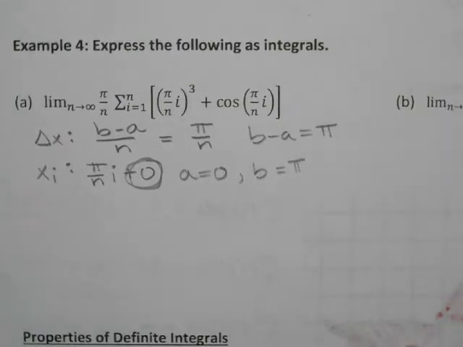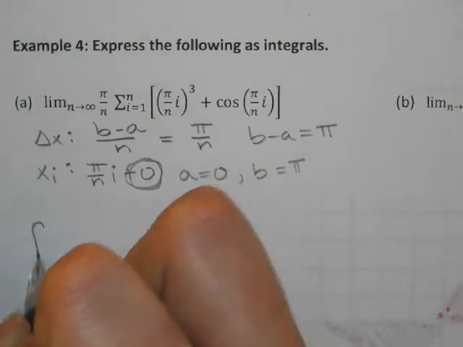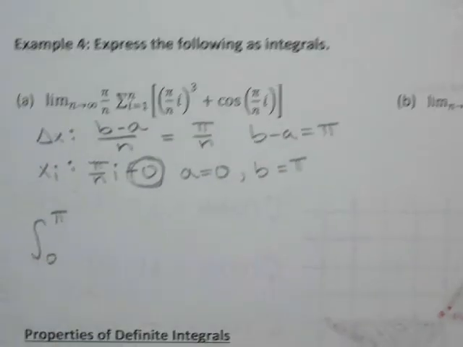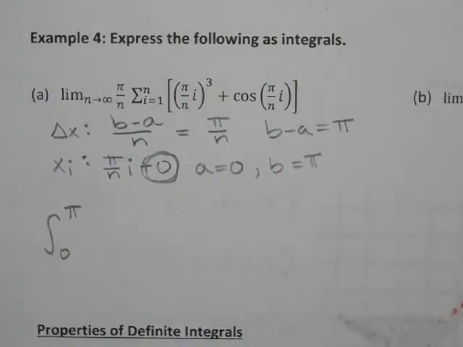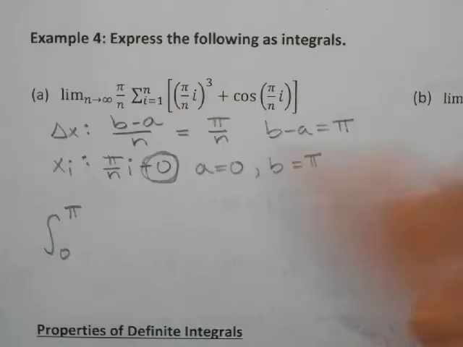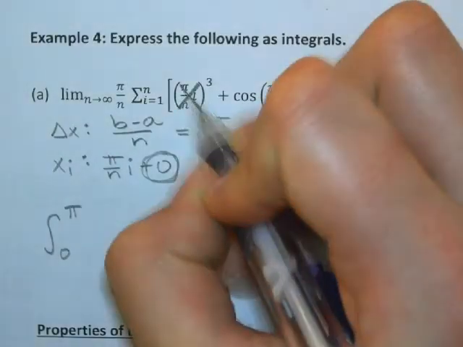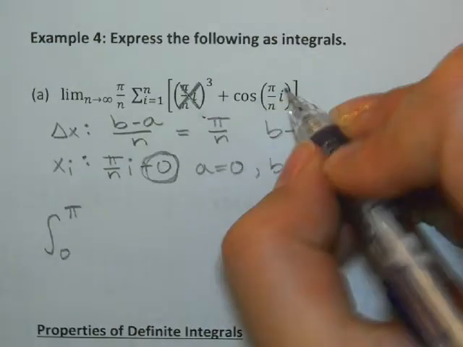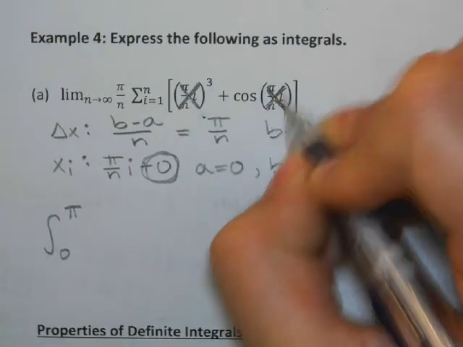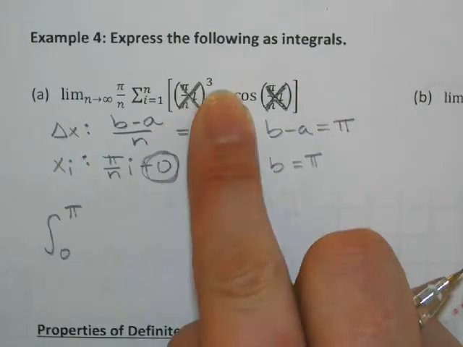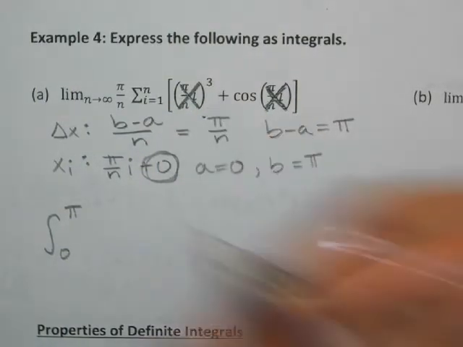Okay. So we can go ahead and write our integral. Our lower bound is 0, our upper bound is pi. And now we have to pick out what the original function must have been. If you look at this, they plugged in pi over n times i here, so there must have been an x right there. And then they plugged in pi over n i right here, so there must have been an x right there as well. And so our function is x to the third plus cos x.